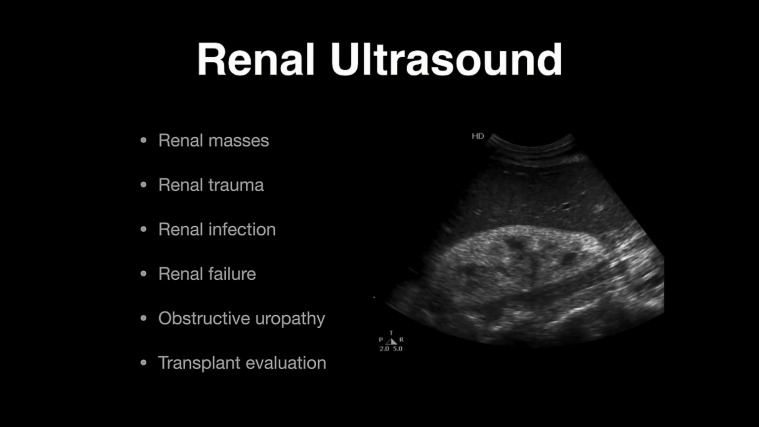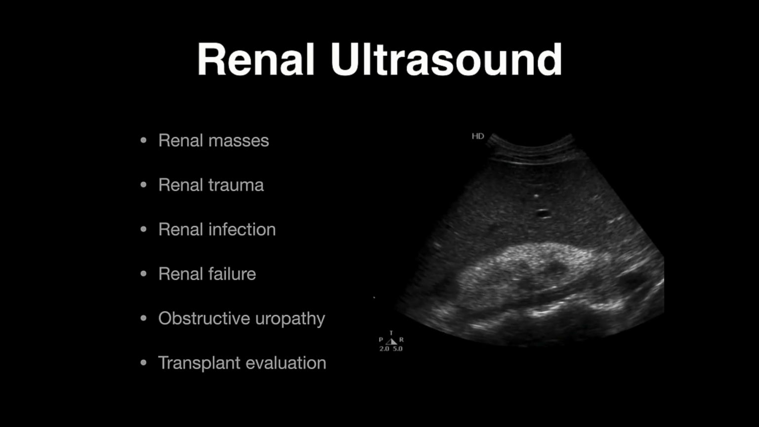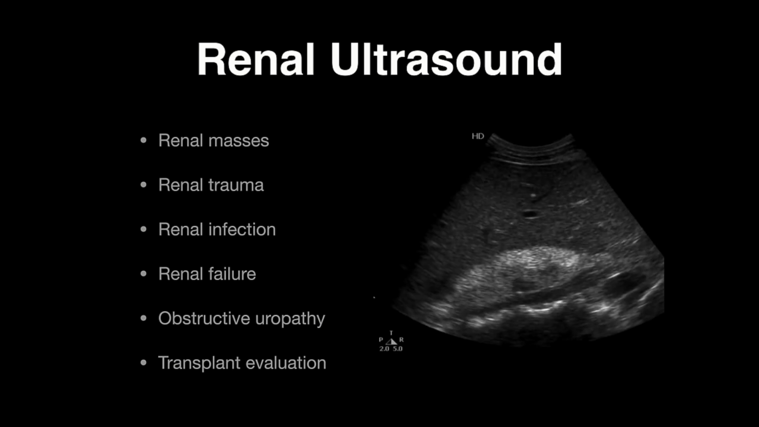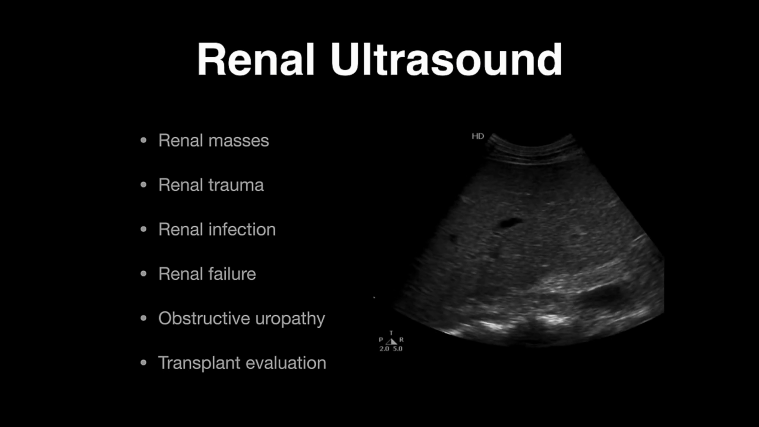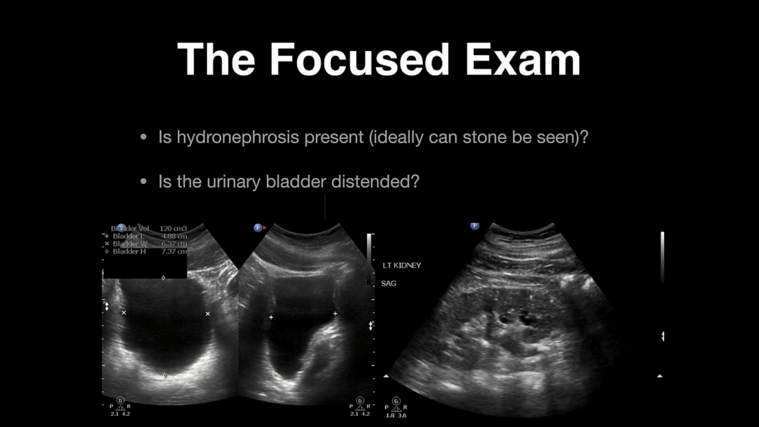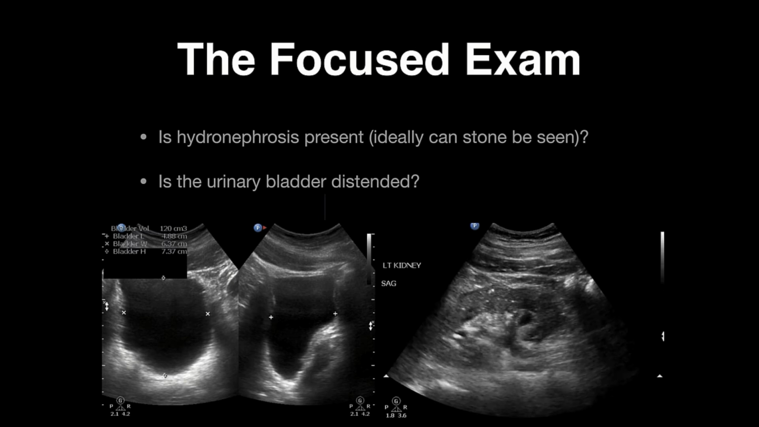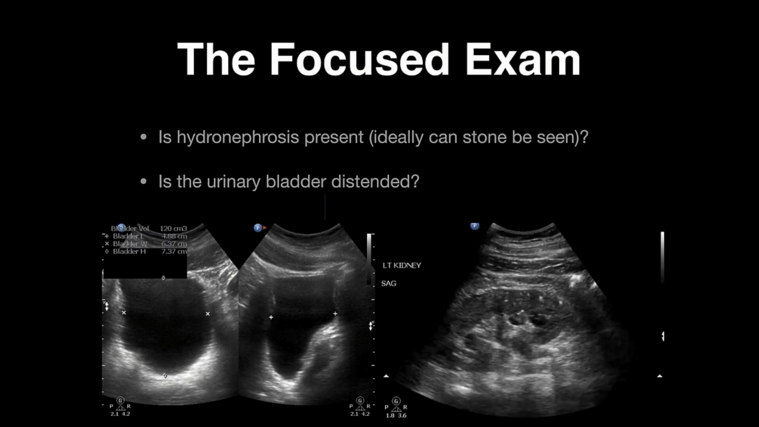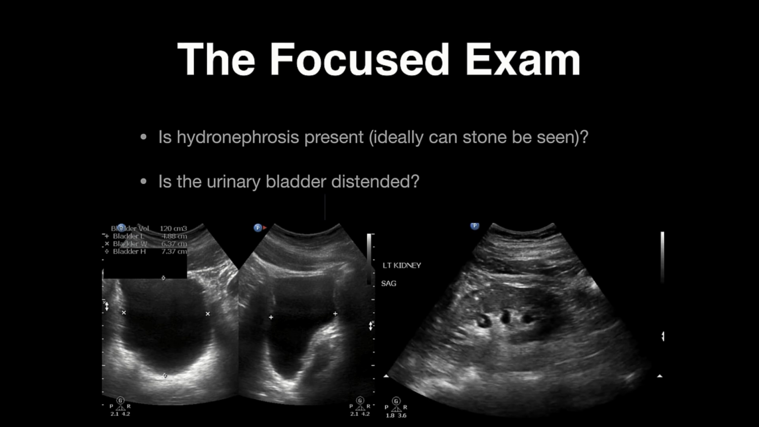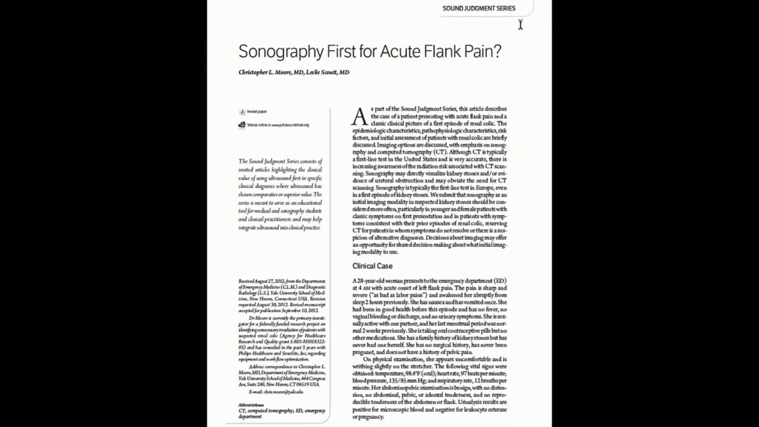So comprehensive renal ultrasound can be used in a wide number of clinical settings, such as evaluation of renal masses, renal trauma, renal infection, renal failure, obstructive uropathy, transplant evaluation. But what we're focusing on with the POCUS exam is the patient with suspected obstructive uropathy, really looking for: is there hydronephrosis present? And the icing on the cake is, can you ideally see the stone? And at the bladder level, does this patient have urinary bladder distension?